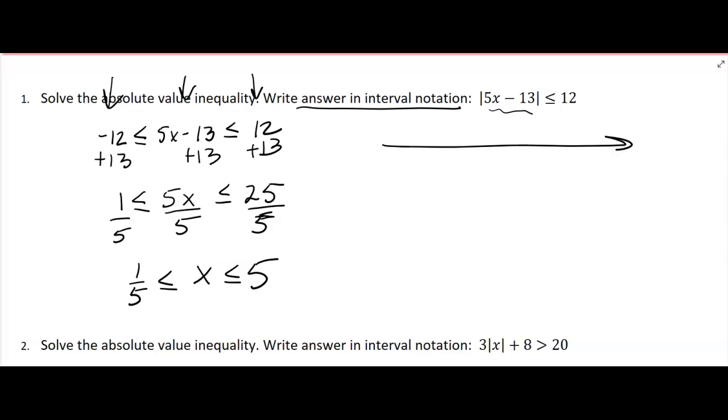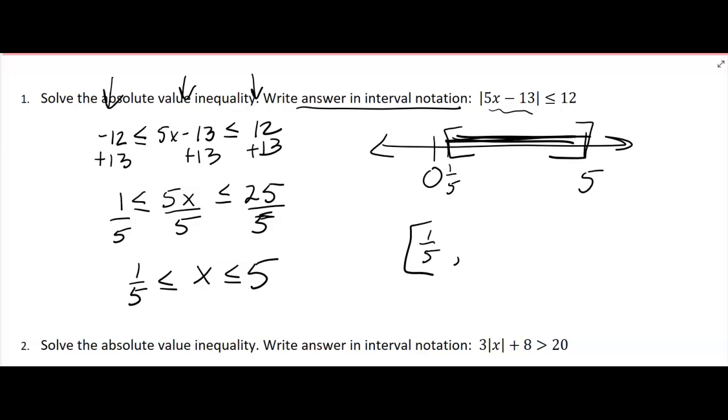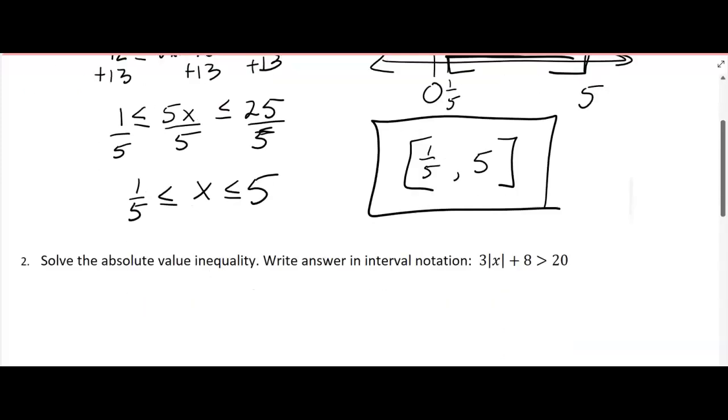You can put it on a number line. That helps sometimes. Here's 0, here's 5, pretend. 1/5 is going to be maybe there. And so you're talking about the numbers that are between here. Those are the numbers. And so the interval looks like square bracket 1/5, comma 5, square bracket. And that was the answer.